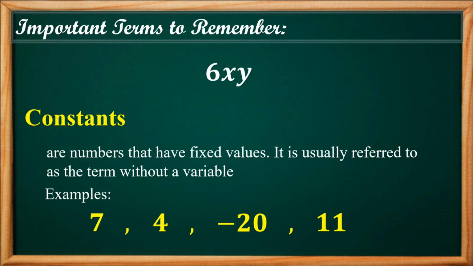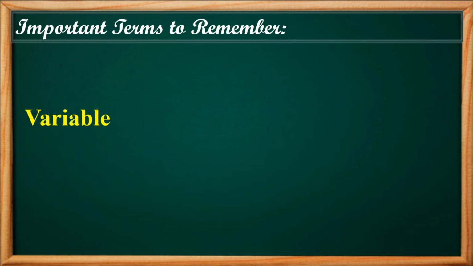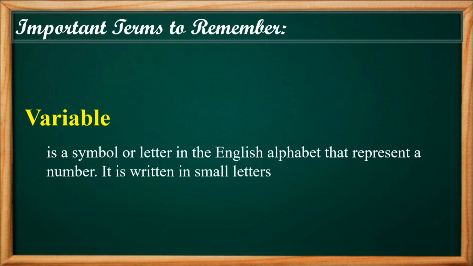Okay. Next, the second term that we need to remember in algebra is the variable. Kapag sinabi natin variable, si Sir kanina always sinasabi ano yung variable. Variable, it is a symbol. Remember, a symbol or a letter in the English alphabet that represents a number. Pwede siya na symbols, pwedeng square, pwedeng star, pwedeng blank lang, di ba? Pwedeng oblong, pwedeng kahit anong shapes or kahit anong symbols as long as it represents a number.